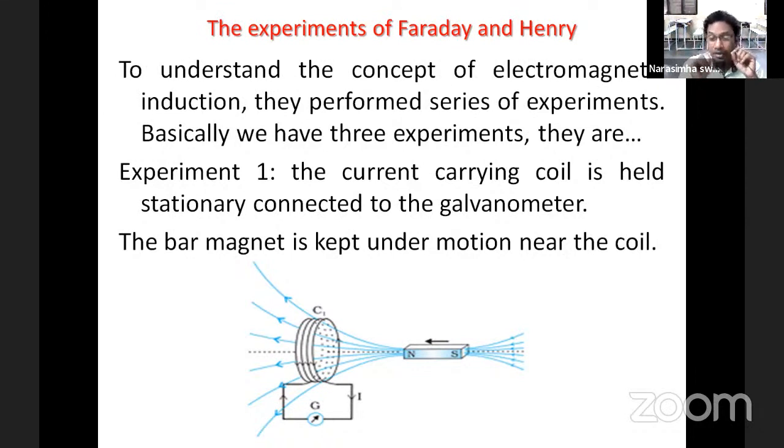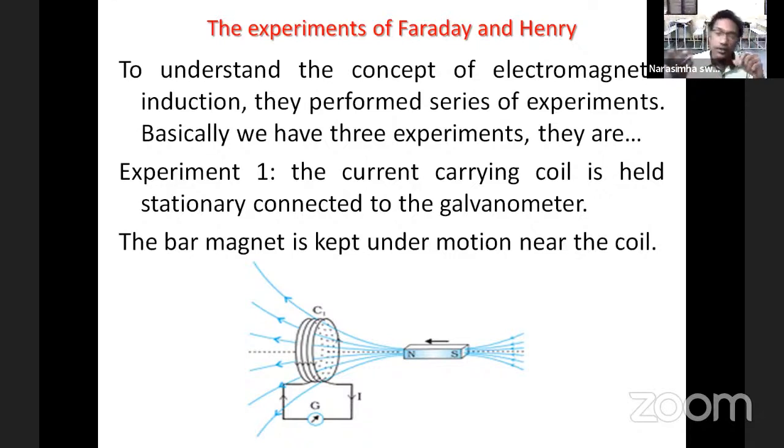Remember, we are discussing the magnetic flux concept. What is magnetic flux? The number of lines of force passing per unit area. When the bar magnet is very far, only a few lines of force will enter into the coil. As it comes closer, more lines of force will enter into the coil. So what we are doing is changing the magnetic field continuously.